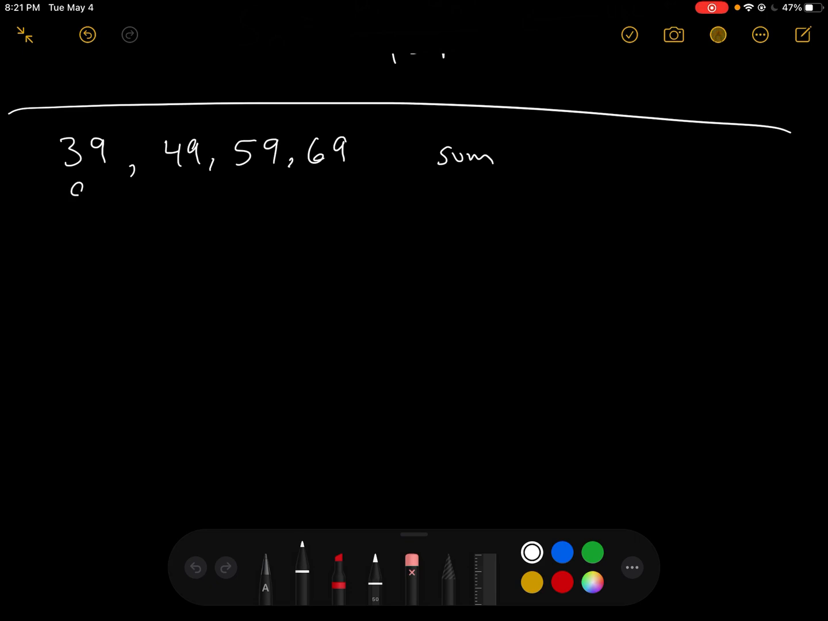So first thing first, let's start off with something like 39, 49, 59, and 69, and we want to find the sum. Well, let's label everything we know. So we know our first term, we know our last term, or our fourth term. We know because of this that n equals 4, because we have 4 total terms.